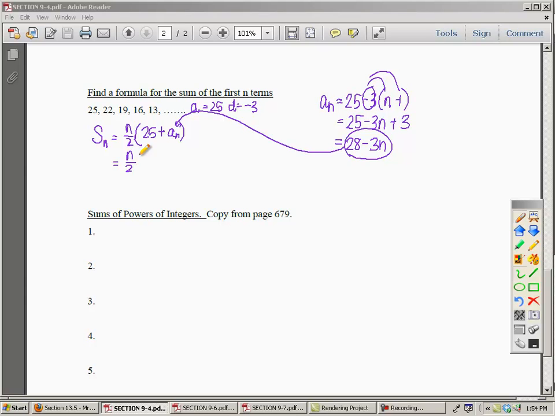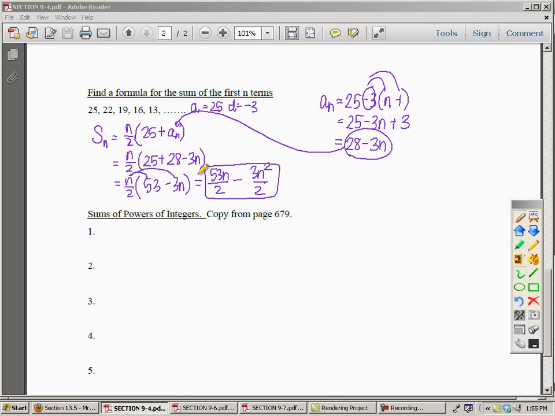This is what goes in my formula. So I have n over 2 times 25 plus 28 minus 3n. Let's simplify this a little bit. 25 and 28 makes 53 minus 3n. And if you want, you can kind of distribute this in. Actually, I do want you to distribute this in. So what I get is 53n over 2, because 53 and 2 can't reduce, minus 3n squared over 2.